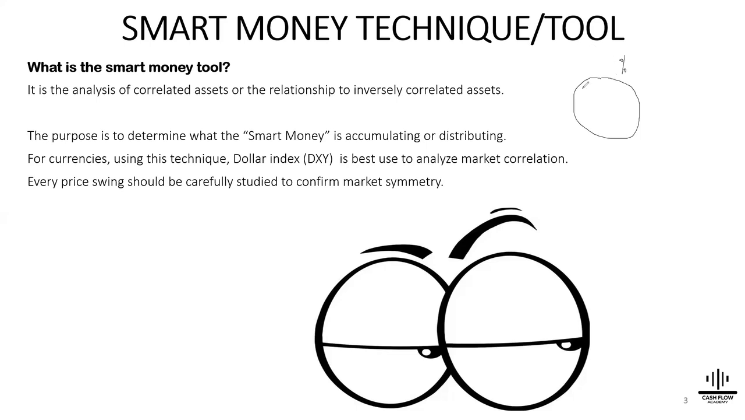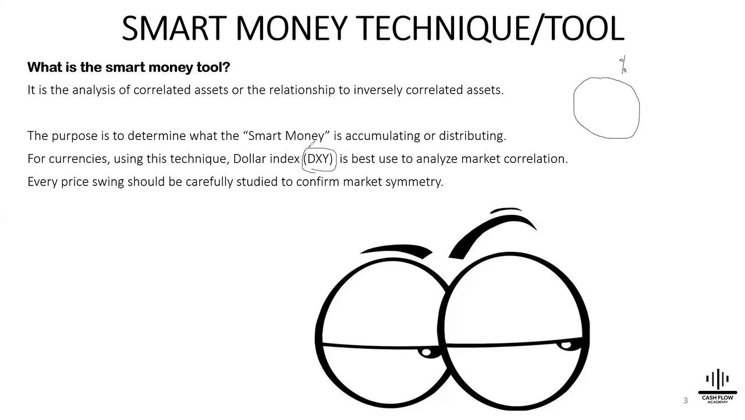So now the dollar index is correlated with foreign currencies. It measures the strength of the dollar against other major currencies. With major currencies, we have the euro, the kiwi, the pound, Swiss, Aussie. So all these currencies are measured against the strength of the dollar. So it's the best to use as a correlated asset against the foreign currency.